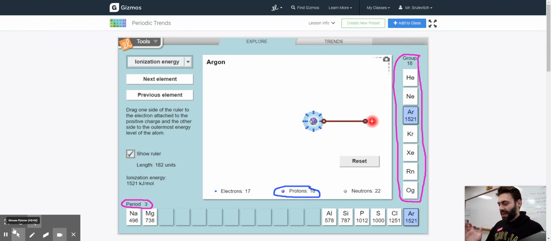Okay, so as we go across the period, the ionization energy increases. It takes more energy to pull out the electron. Think about it like Velcro that's really stuck on something and it's really hard to pull off. That's what it's like pulling off an electron from argon. And sodium, it's like the Velcro is barely attached at all. It's touching like a little piece.